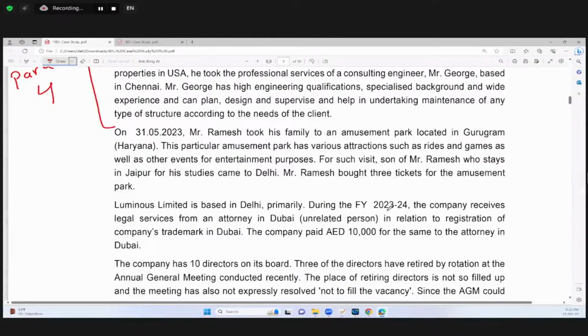Yes sir. Sir, Luminous Limited is based in Delhi. Primarily, during the financial year 2023-24, the company received legal services from an attorney in Dubai, an unrelated person, in relation to registration of the company's trademark in Dubai. The company paid AED 10,000 for the same to the attorney in Dubai.